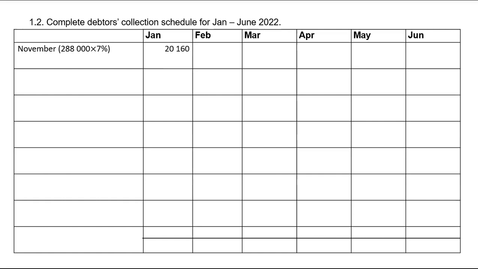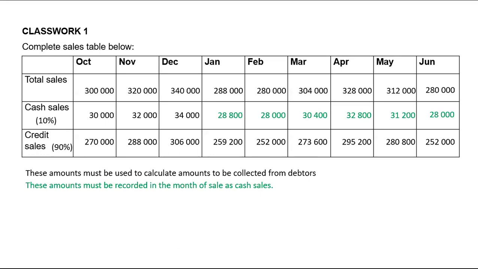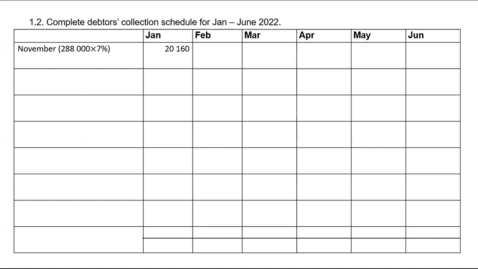What about December? 306 are credit sales for December. 40% will be collected in December. 50% will be collected in Jan, that is within our budget period, so we have to put it in our debtors collection schedule. And 7% of that 306 will be collected in Feb, which is in our budget period.